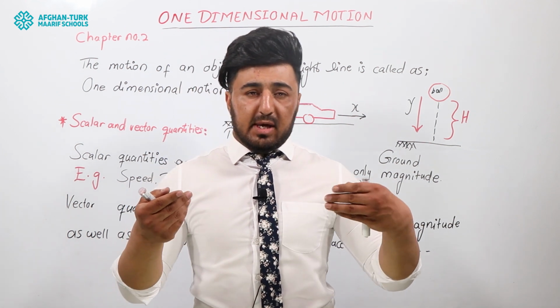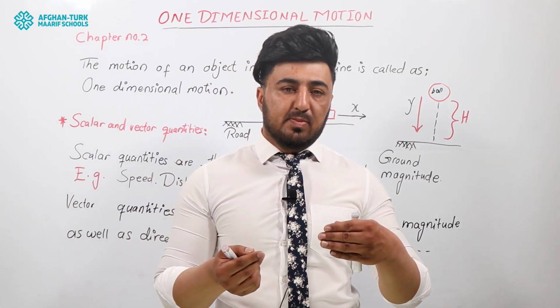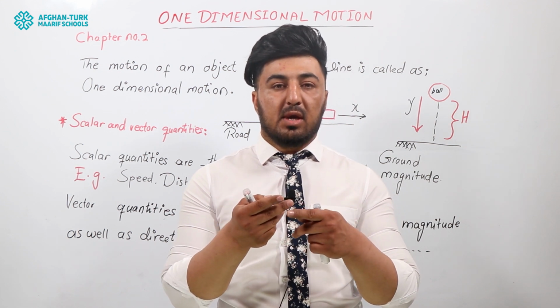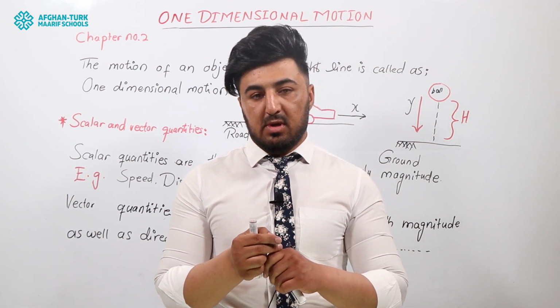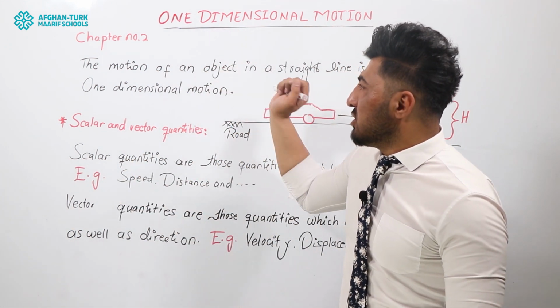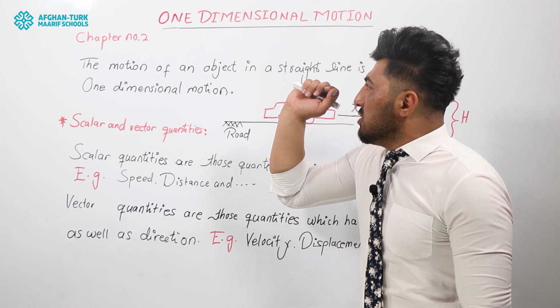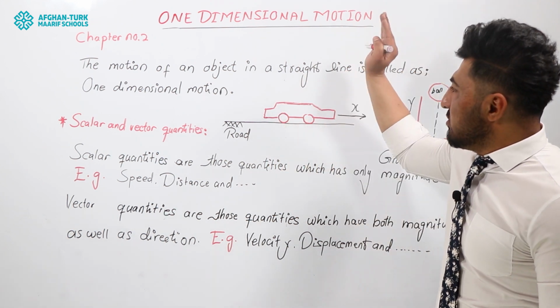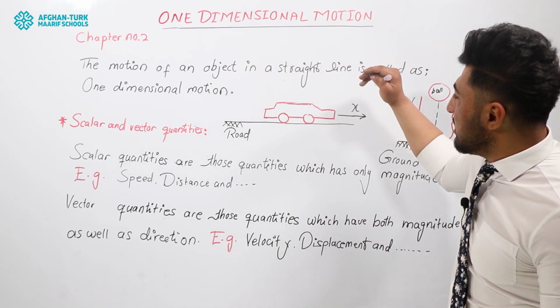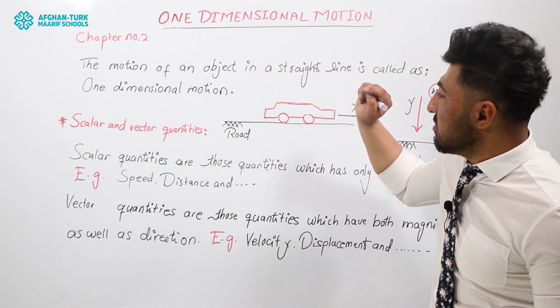Kinematics is divided into one-dimensional motion, two-dimensional motion, and three-dimensional motion. Today we are going to study one-dimensional motion. So what is the definition of one-dimensional motion? The motion of an object in a straight line is called one-dimensional motion.